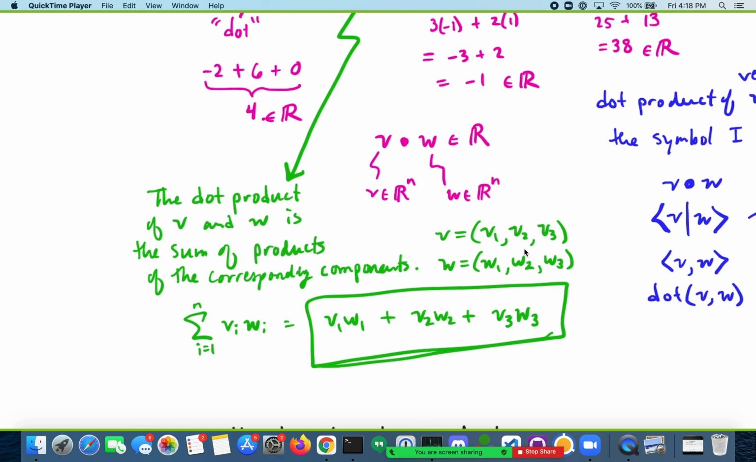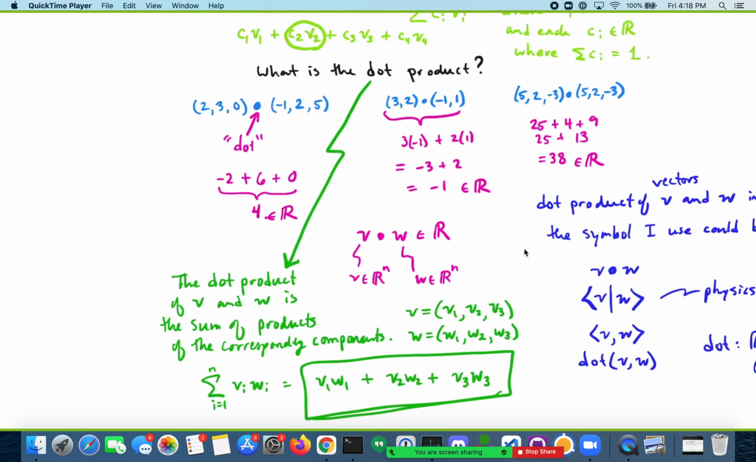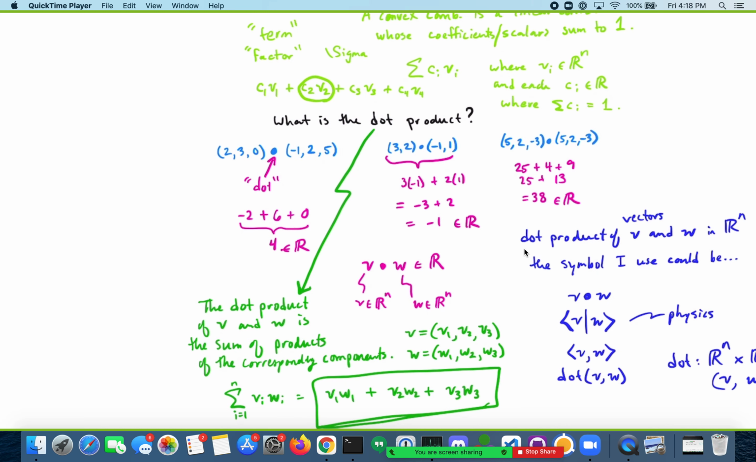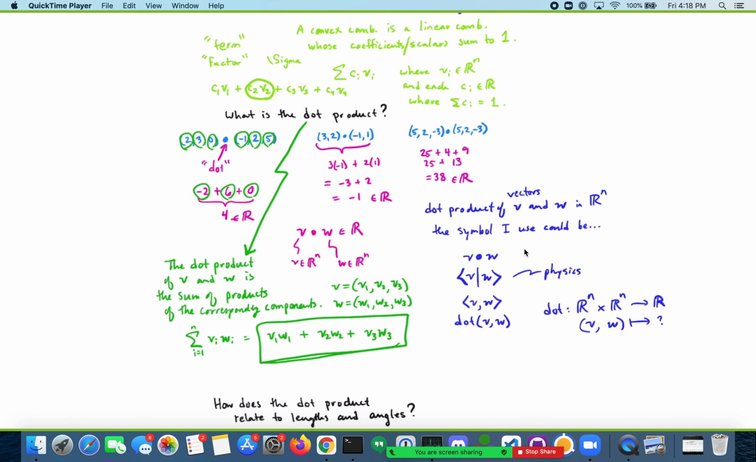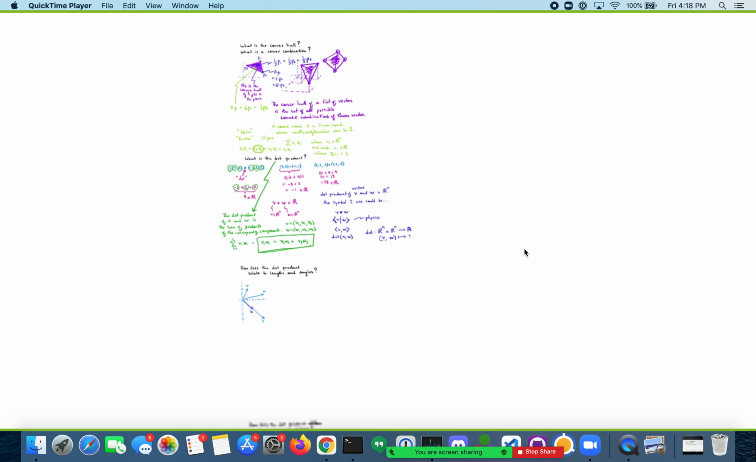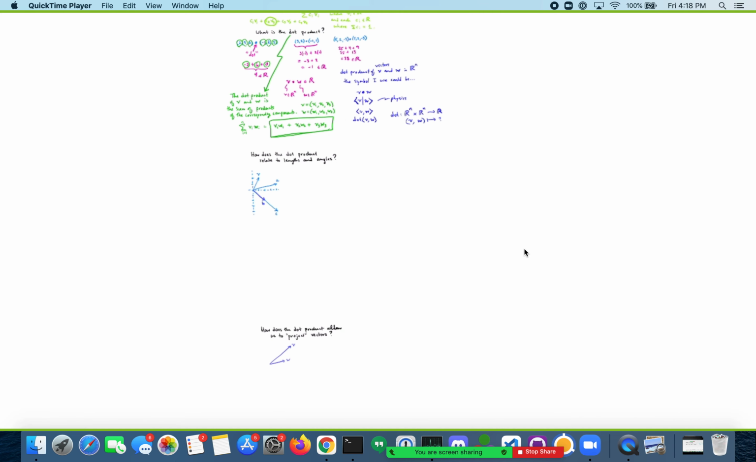So let's go back to the example. This example here, that's why we got a -2, from 2 and -1. A 6 was from 3 and 2. And a 0 was from 0 times 5. Then we added them up and we got 4. And that's the dot product. Okay, 2 more things.